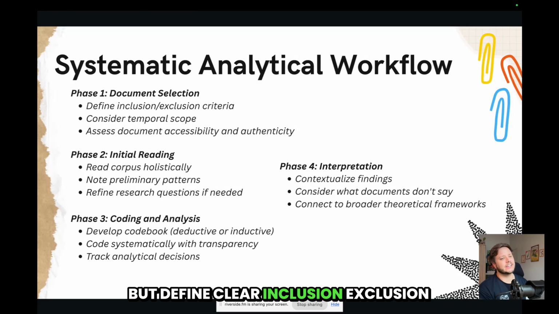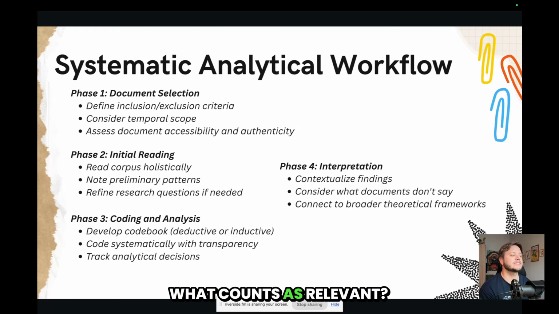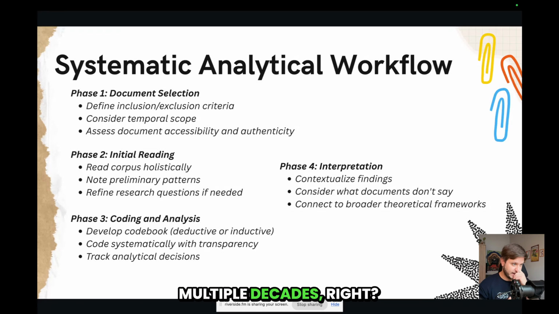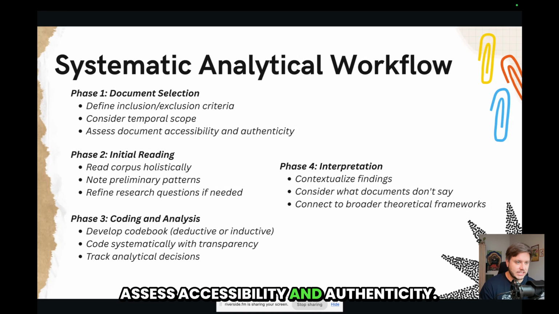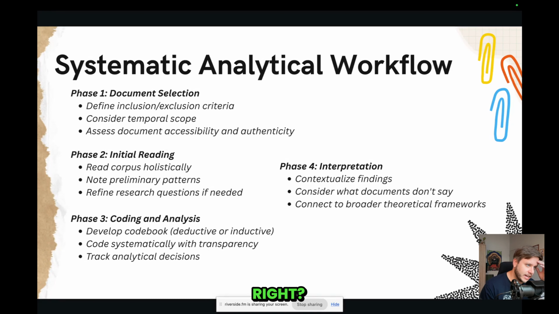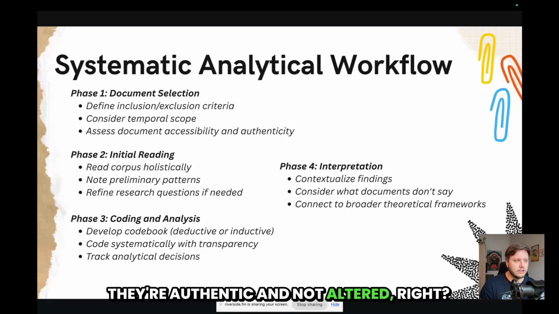But define clear inclusion exclusion criteria, right? This is an important part of the method, right? What counts as relevant? Be very explicit. Consider your temporal scope. Are you analyzing 1 year, 1 decade, multiple decades, right? Assess accessibility and authenticity. Can you actually obtain these documents, right? And once you have them, how do you verify they're authentic and not altered, right?